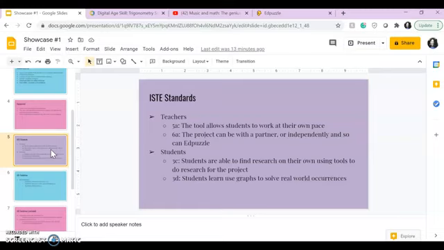With Edpuzzle, you could just watch one, or two people could be watching the video together. And of course there's the added questions. But especially with the project itself, it's a project with 1 to 2 people.